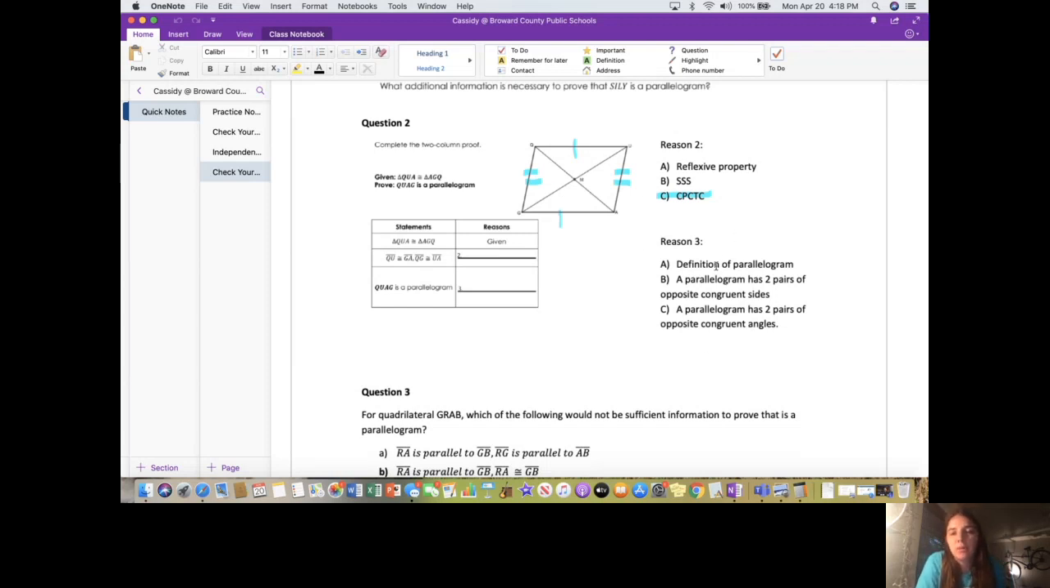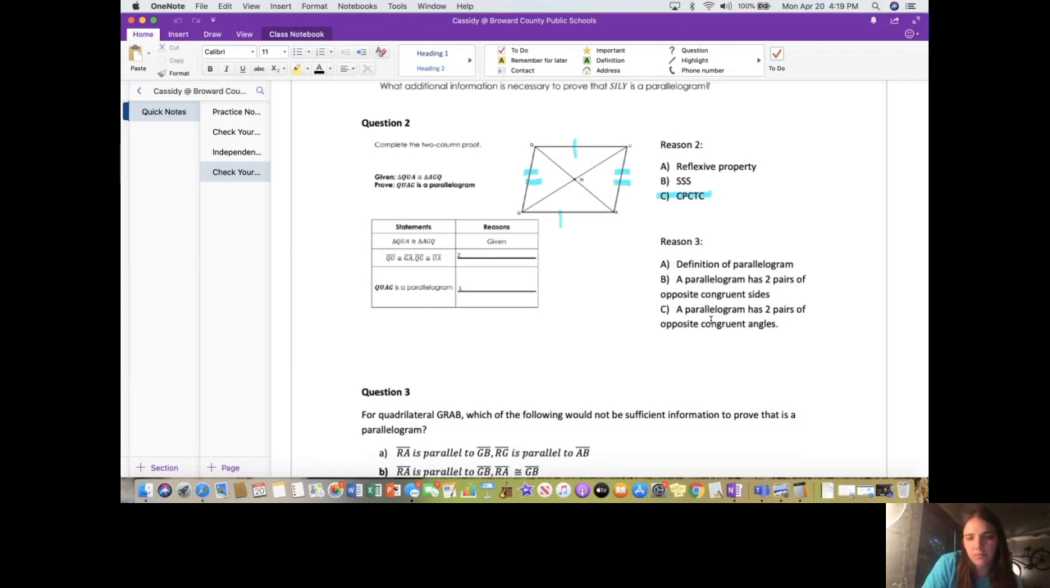First one says definition of parallelogram. It's not really the definition of a parallelogram. That one isn't my favorite answer choice, so let's try choice B. A parallelogram has 2 pairs of opposite congruent sides. That's what we had just stated right before, that the opposite sides were congruent. So maybe.